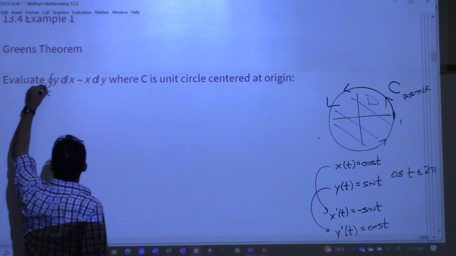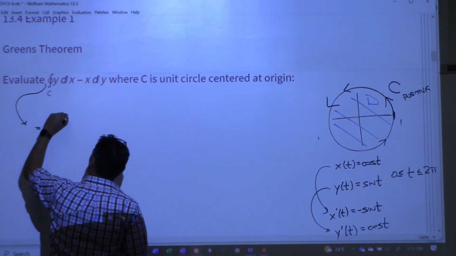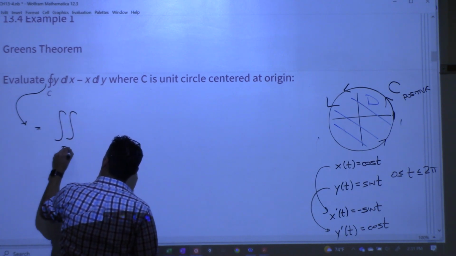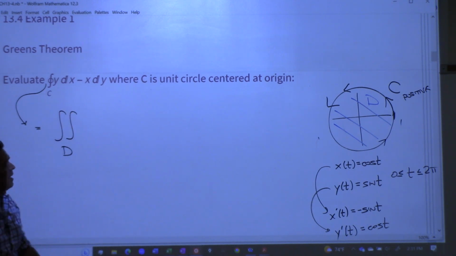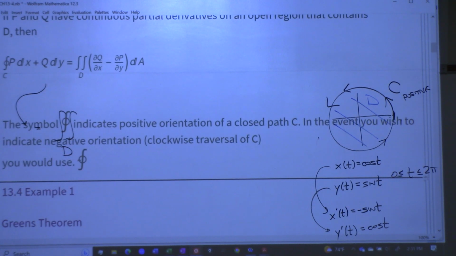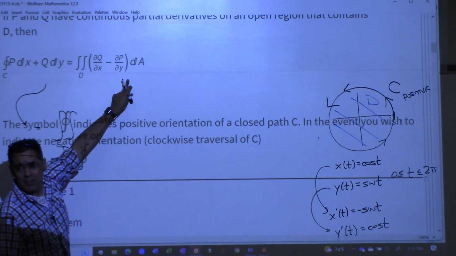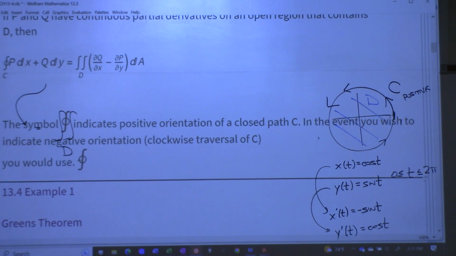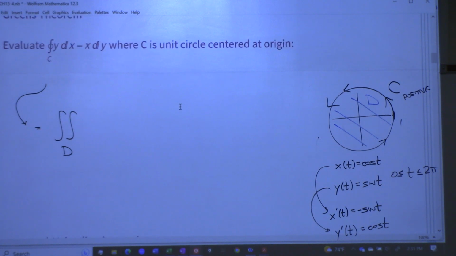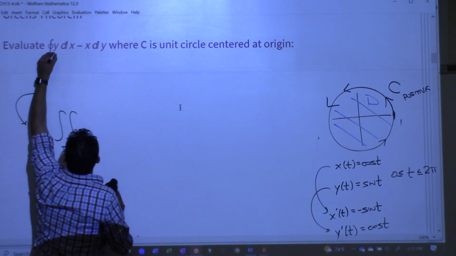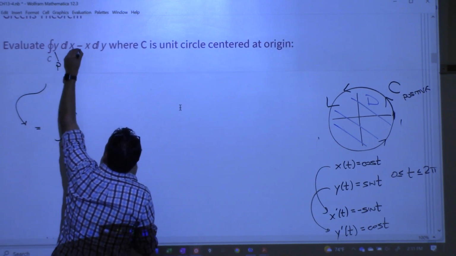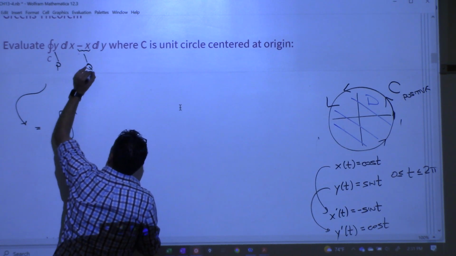This should be equal to the double integral over that region D of, y'all want to see the formula again? The partial of Q with respect to X minus the partial of P with respect to Y. This is P, that's Q, including the negative there.